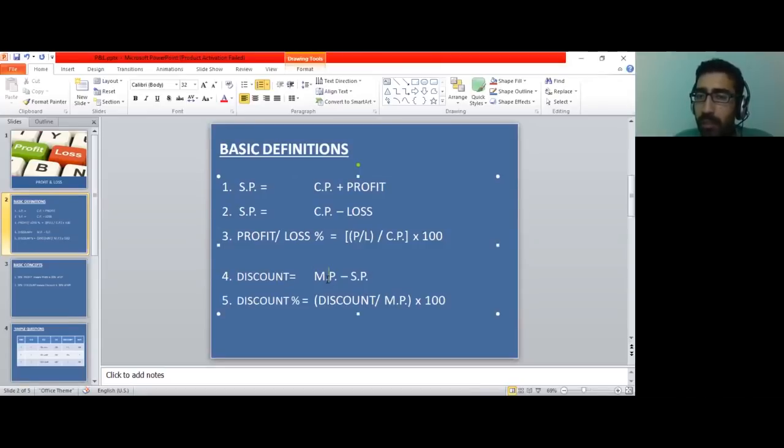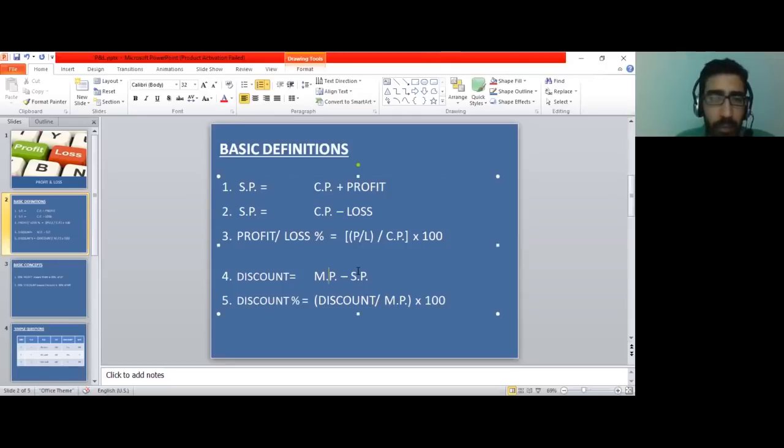So what is mark price? We will discuss a little bit more in detail. I'll just move to the whiteboard. The discount percentage essentially is discount upon market price into 100, in terms of absolute value. Always. Discount is also always calculated upon the market price.